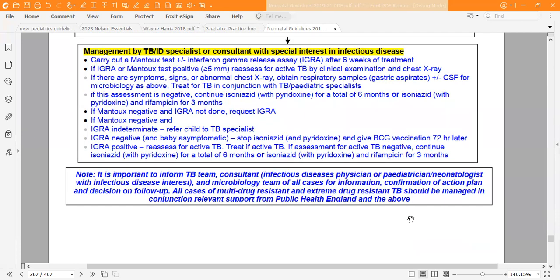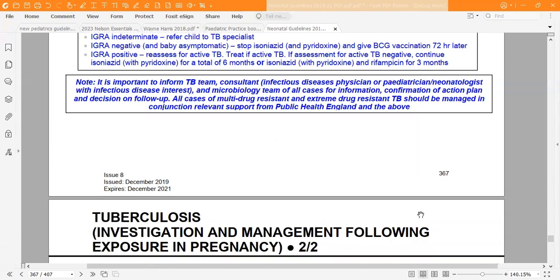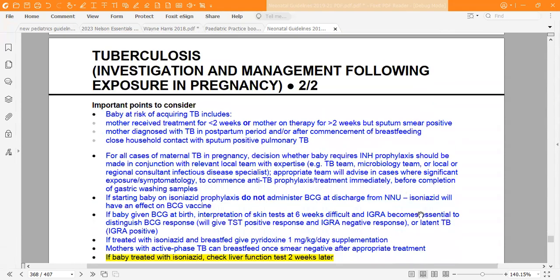We have a note in the last box here. It is important to inform the TB team and consult an infectious disease physician or pediatrician neonatologist with infectious disease interest and the microbiology team of all cases for information, confirmation of action plan, and decision on follow-up. All cases of multi-drug resistant and extensively drug resistant TB should be managed with relevant support from Public Health England and above. Okay, let's move to the next page.